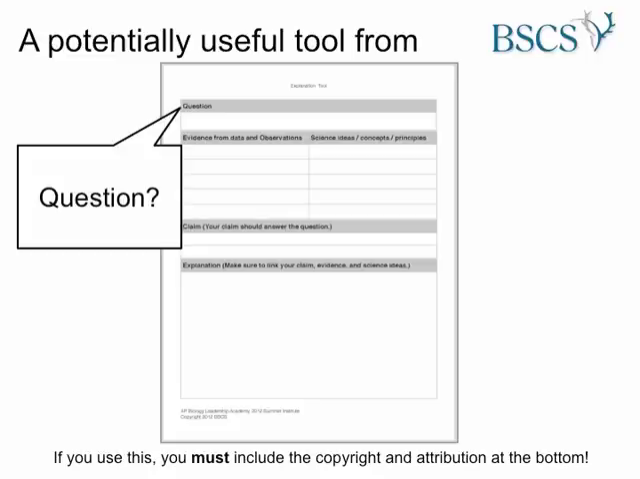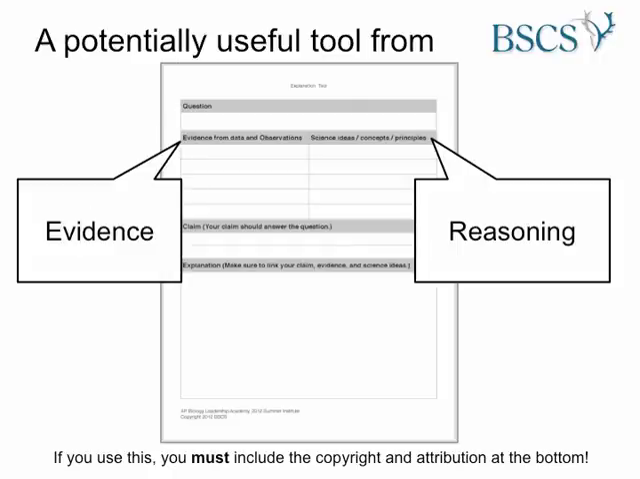So here's one more tool that we've really found useful. It's from BSCS. If you use it, you must include the copyright and attribution at the bottom. And again, this is found on the website along with all these other tools that we've been showing you. So this tool starts with students asking a question, the question that their work is trying to answer. After that, they put evidence and reasoning into this table format.